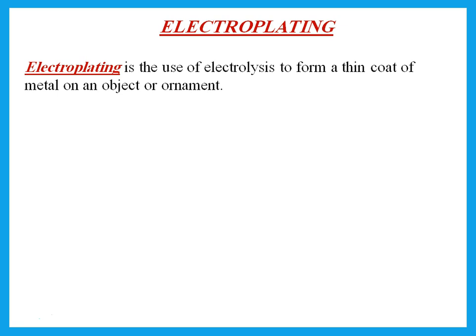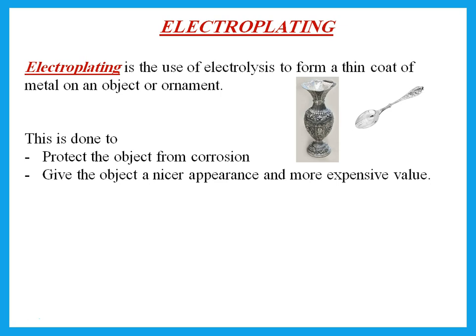What is electroplating? Electroplating is the use of electrolysis to form a thin coat of metal on an object or ornament. So basically, it is covering a metal with another metal. Why would we do electroplating? Why am I covering a metal with another metal? This is usually to protect the object from corrosion, or to give it a nicer appearance or a more expensive value.